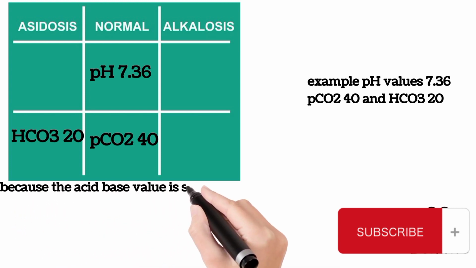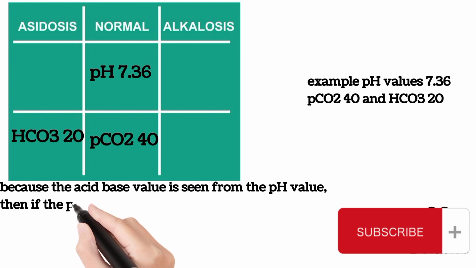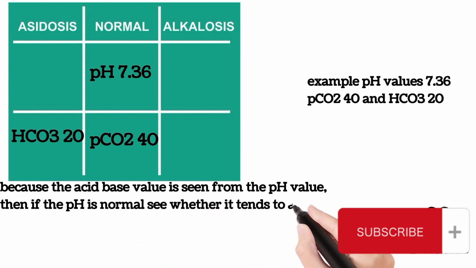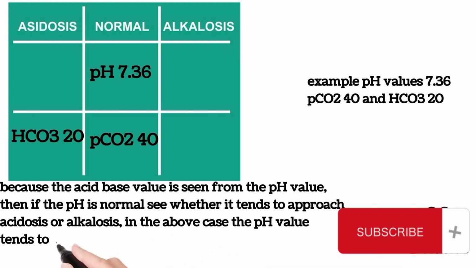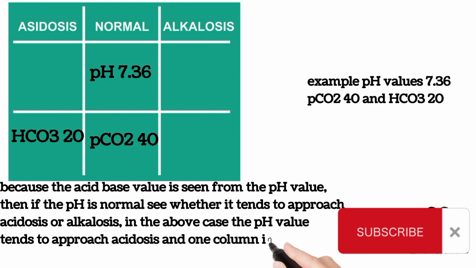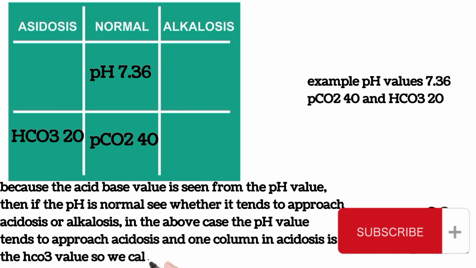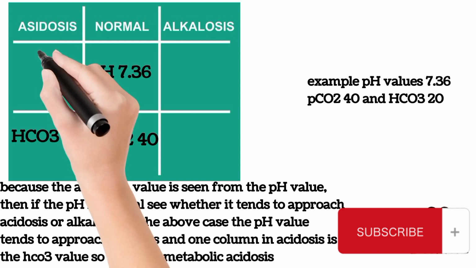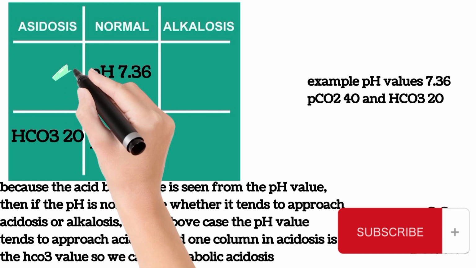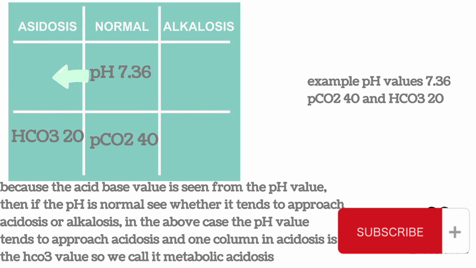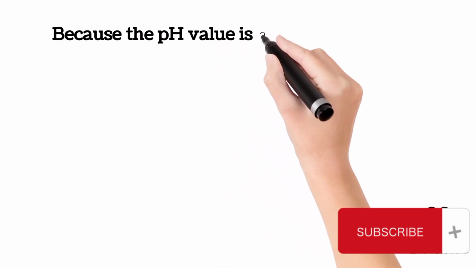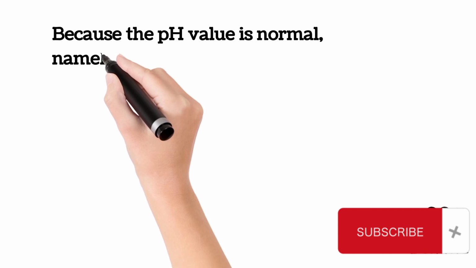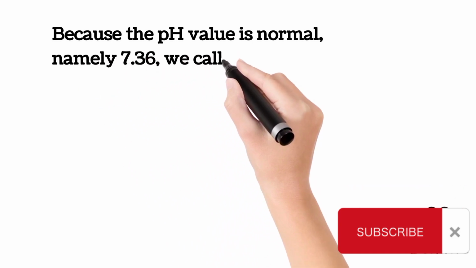Because the acid-base value is seen from the pH value, if the pH is normal, see whether it tends to approach acidosis or alkalosis. In the above case, the pH value tends to approach acidosis, and the one column in acidosis is the HCO3 value, so it's called metabolic acidosis. Because the pH value is normal, 7.36, we call this case fully compensated metabolic acidosis.